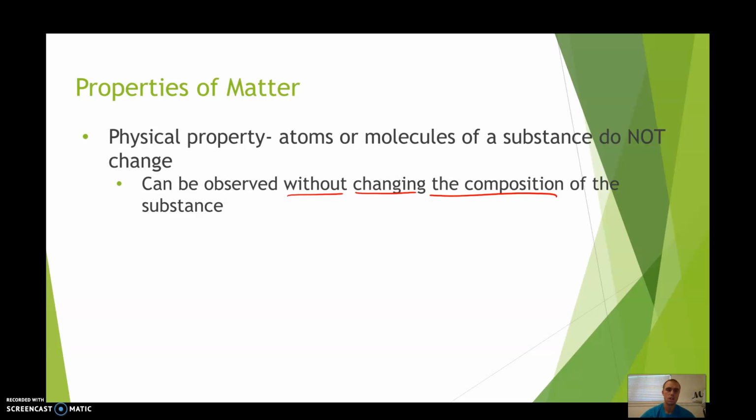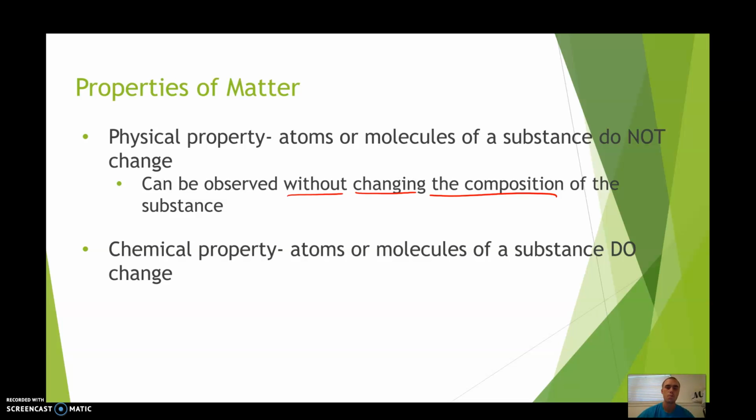Let's just say my shirt here. If I wanted to talk about a physical property, I can observe the color of my shirt, say it's blue, without changing the composition of the substance, without changing the composition of my shirt. A chemical property, in order to observe that, the atoms or molecules within the substance do change.